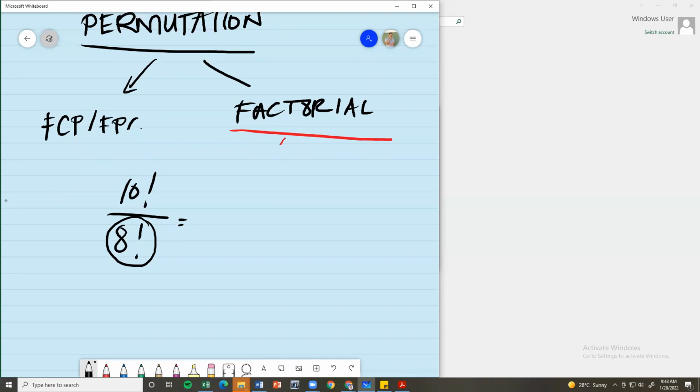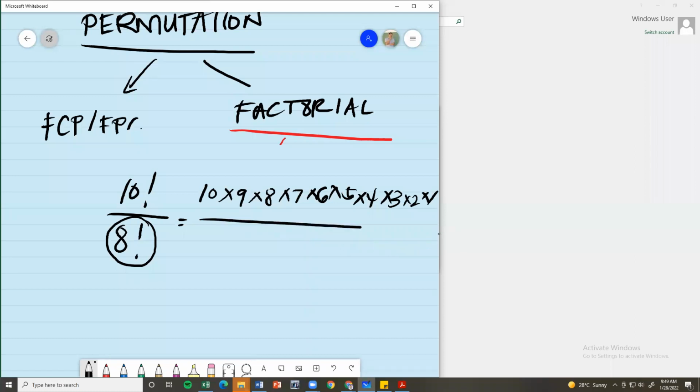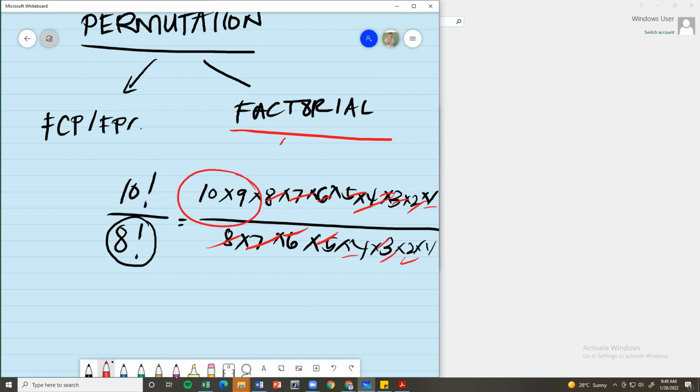So instead of doing 10 times 9 times 8 times 7 times 6 times 5 times 4 times 3 times 2 times 1, which is so long and I know you don't like that, and then writing here 8 times 7 times 6 times 5 times 4 times 3 times 2 times 1. Aside from the calculator, there's a shortcut here dahil nakakasawa. Since this 8 and 8, 7 and 7, 6 and 6, 5 and 5, 4 and 4, 3 and 3, 2 and 2, 1 and 1 will just be canceled because of the division process. Matitira lang naman si 10 times 9.